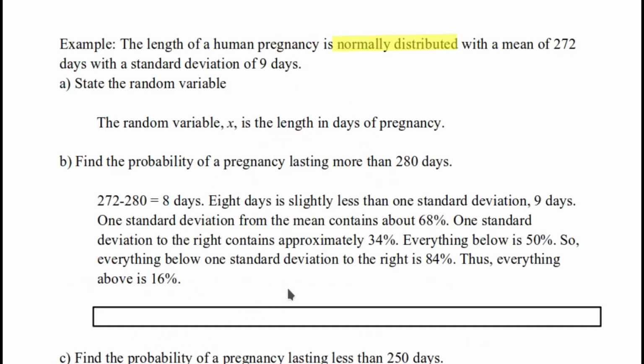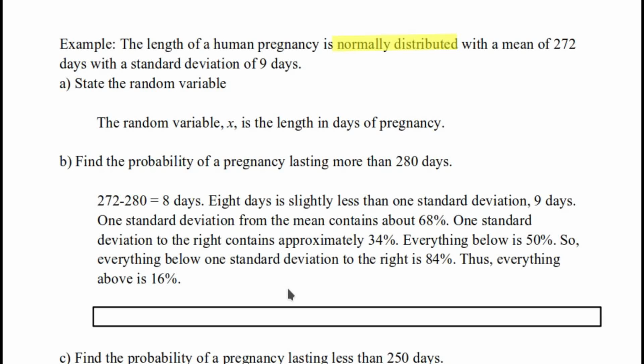So we're talking about half of that. Half of that is 34%. We're basically now going to just talk about everything above the mean. So everything below is 50% and everything above is 50%.